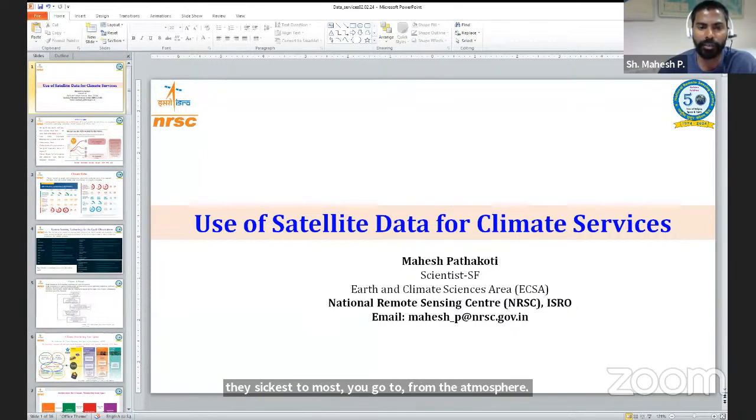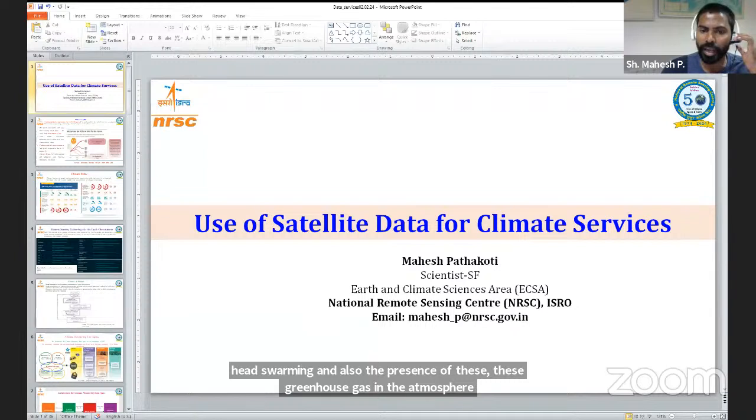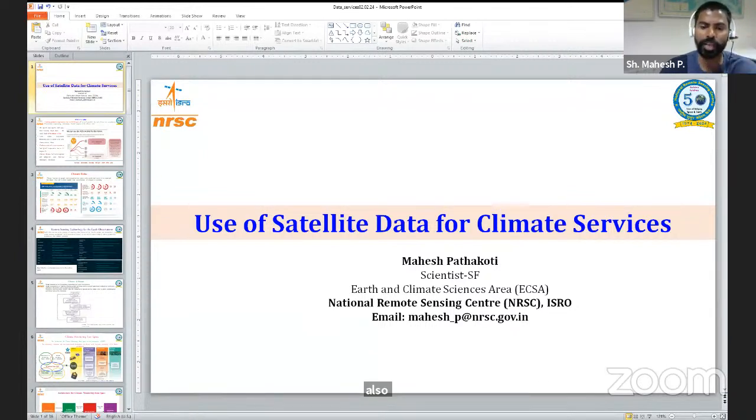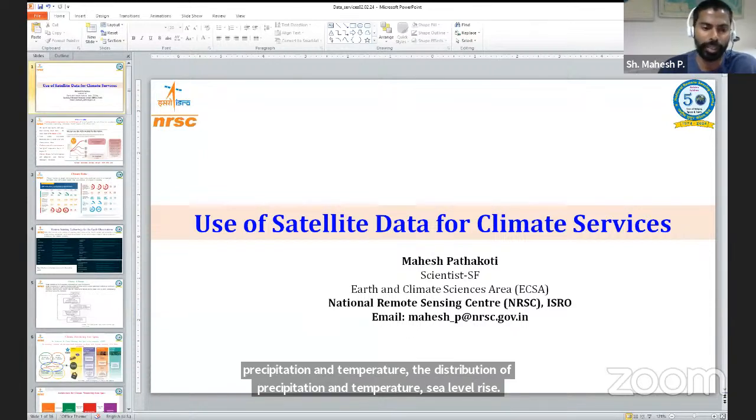But when it is redistributed across the different spheres of the earth, like atmosphere, ocean, or the land, it has an impact. When more CO2 is present in the atmosphere, it will have a radiative forcing effect, because the outgoing longwave radiation is absorbed by these gases and it creates the Earth's warming. And also the presence of these greenhouse gases in the atmosphere, in the long run, changes the distribution of precipitation and temperature, and causes sea level rise. So these are all connected. These are all in a feedback loop, which will have an impact on each parameter.